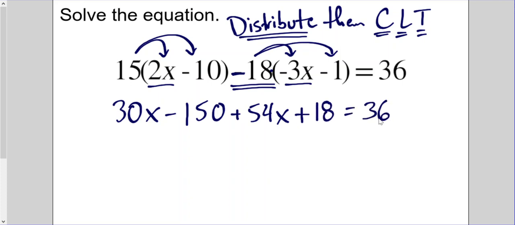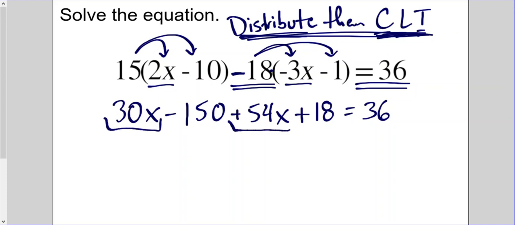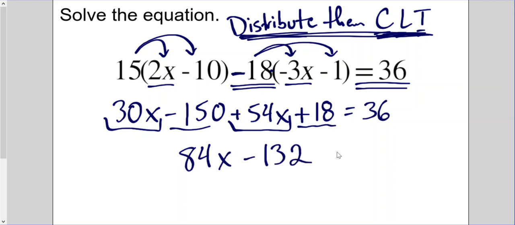And I'm not really working on solving the equation yet. You can see this side of the equation doesn't really change at all. I'm just simplifying one side, which is these two steps. And now I'm going to take care of that step, that CLT. So I see that I have a 30x here and a 54x there. Those can add together to make 84x. And then I have negative 150 and a positive 18 that can combine together to make negative 132.